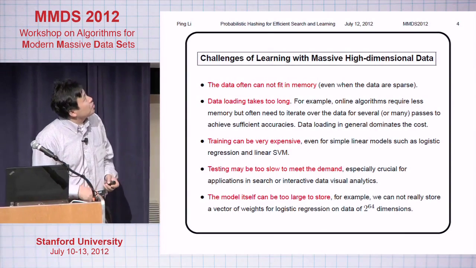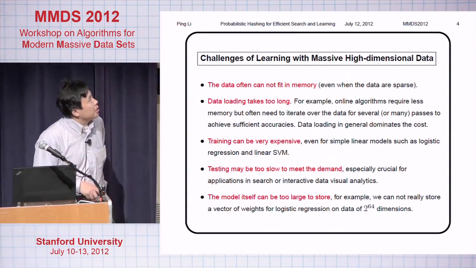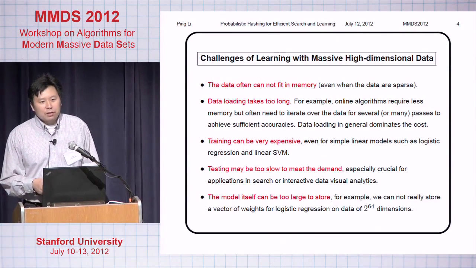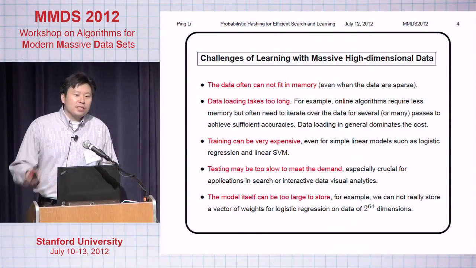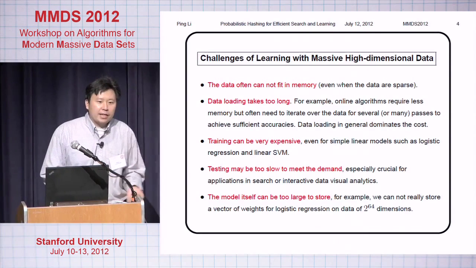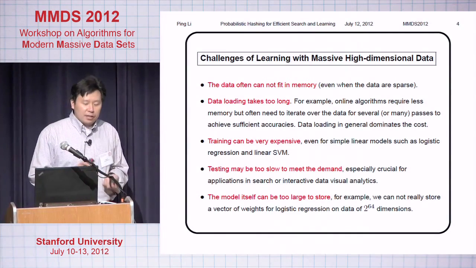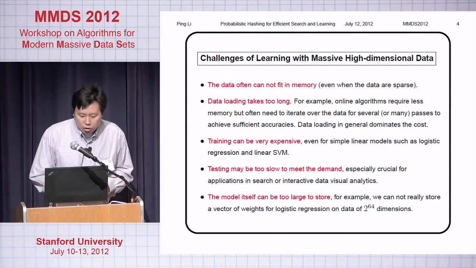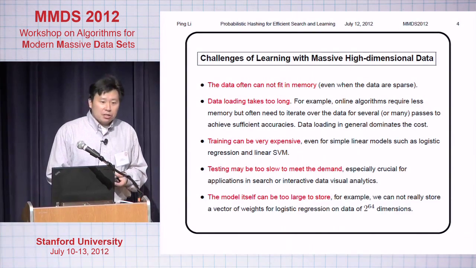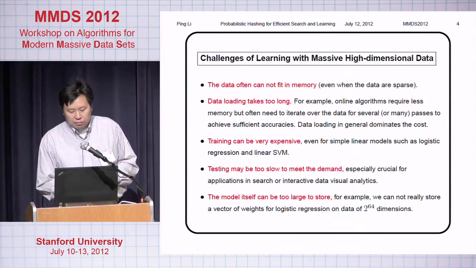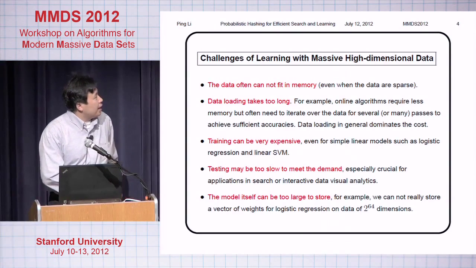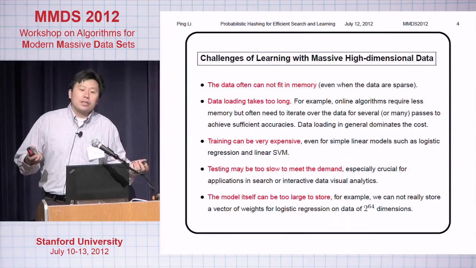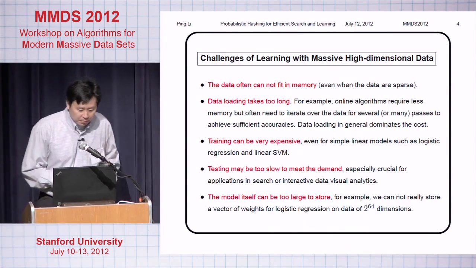So let's list some of the challenges of learning from high-dimensional massive data. First of all, the data itself may not fit in memory, and the data loading time may take too long. For example, if you say I use an online algorithm, which requires much less memory, loading the data itself takes a long time. And if you have to iterate over the data several passes, then the data loading time is definitely the dominating factor. The training time can be very expensive, even for linear methods. And the testing time could be expensive as well, especially for applications in search or other user-facing applications like interactive visual analytics. Another interesting issue is that the model itself may be too large to be stored. For example, if the data is 2 to 64 dimensions, you cannot really store the weight vector of length 2 to 64. So there are numerous problems.